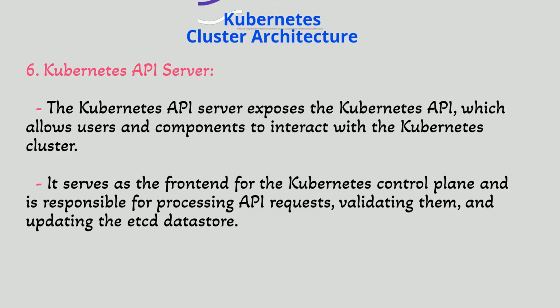6. Kubernetes API Server. The Kubernetes API Server exposes the Kubernetes API, which allows users and components to interact with the Kubernetes cluster. It serves as the frontend for the Kubernetes control plane and is responsible for processing API requests, validating them, and updating the etcd data store.